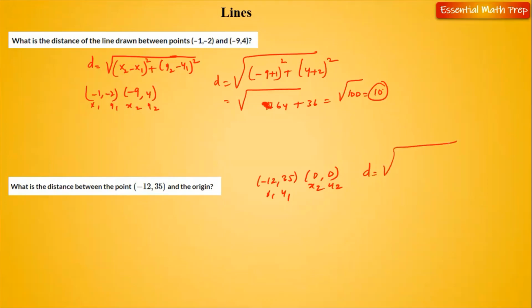So d equals the square root of 0 minus 12, which is 12 squared, plus 35 squared. I'm going to have to use my calculator here. I know 12 squared is 144. I'm not sure what 35 squared is. I'm not that much of a genius. So 35 squared is 1225. Now add that to the 144, and then you take the grand square root of all of it. That's 37.